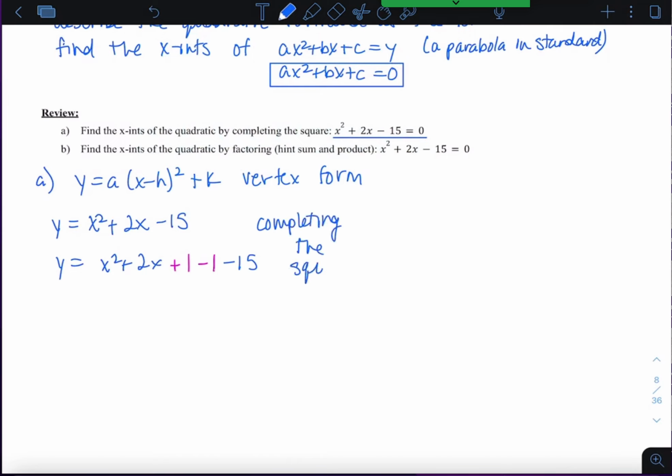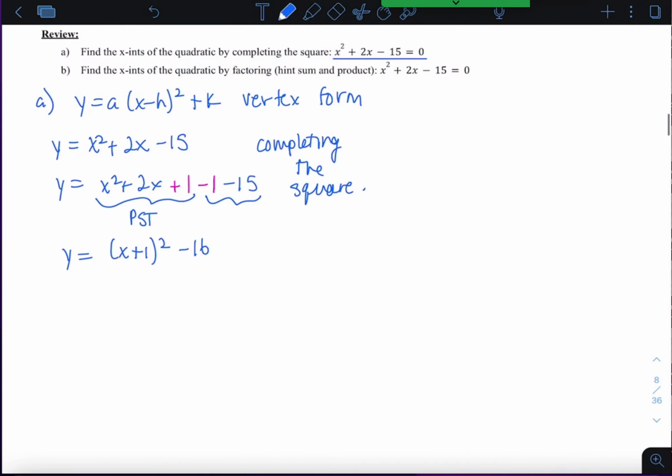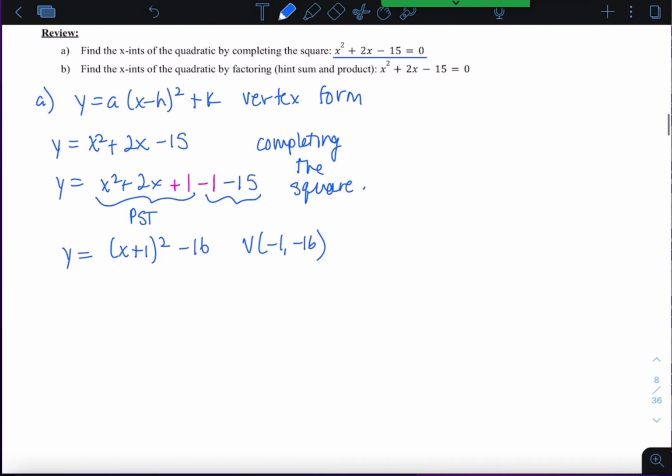And we learned it last unit. The reason we add 1 and subtract 1 is because I know that this is a PST, a perfect square trinomial, which I can factor. And then I add the two leftover numbers together. So how does this help me? First of all, I know my vertex is (-1, -16), but now I can use this to help me find the x-intercepts by setting y to 0 and solving for x.